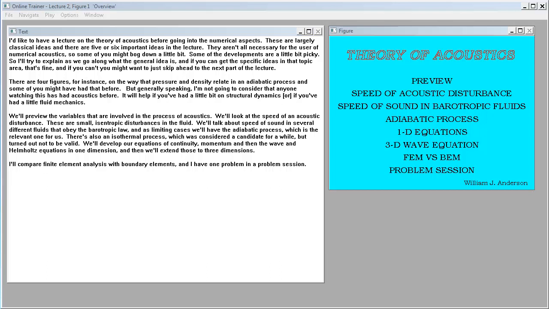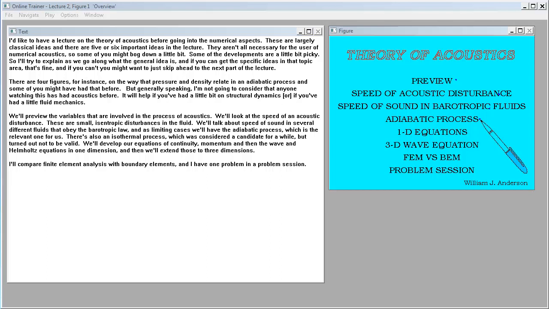We'll preview the variables that are involved in the process of acoustics. We'll look at the speed of an acoustic disturbance. These are small isentropic disturbances in a fluid. We'll talk about the speed of sound in several different fluids that obey the barotropic law. And as limiting cases, we'll have the adiabatic process, which is the relevant one for us. There's also an isothermal process that was considered a candidate for a while, but turned out not to be valid.